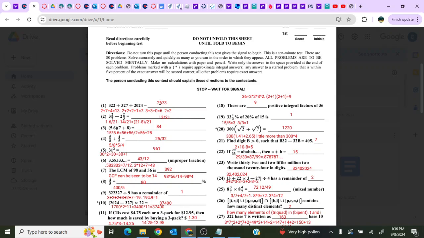Number 2, 3 and 2/7 minus 2 and 2/3. You should hopefully realize that 2/3 is greater than 2/7, so this subtraction is going to get rid of one of these extra ones places, 3 minus 1 minus 1. So there's going to be no whole number, and it's just going to be a fraction, basically.